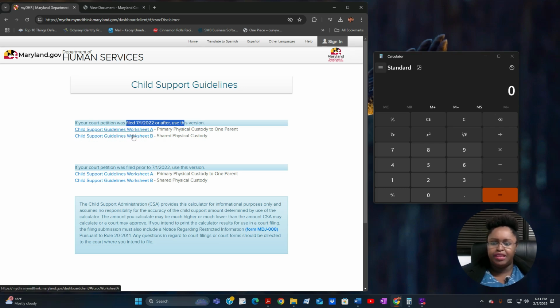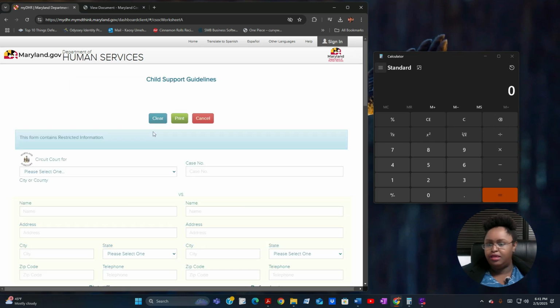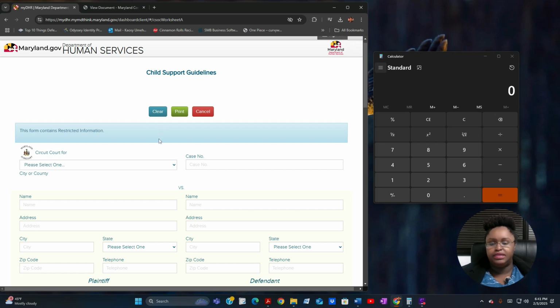So I'm going to run through both examples for you. The first example is going to be for when one party gets primary custody, primary physical custody. And the second example is going to be for when we have shared custody. So let's go up here to the primary physical custody.